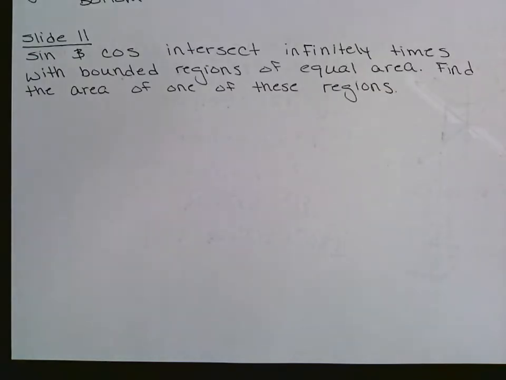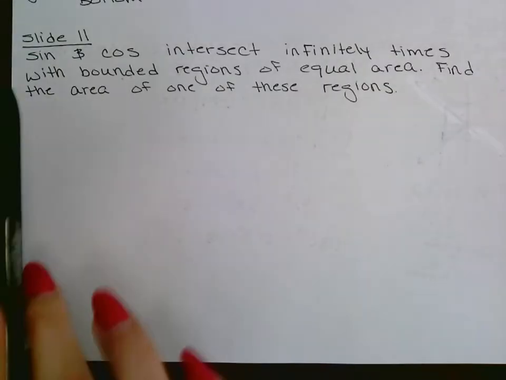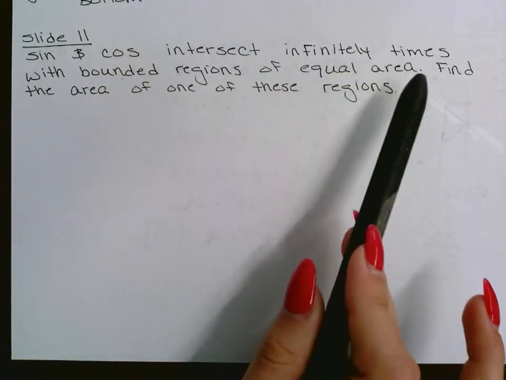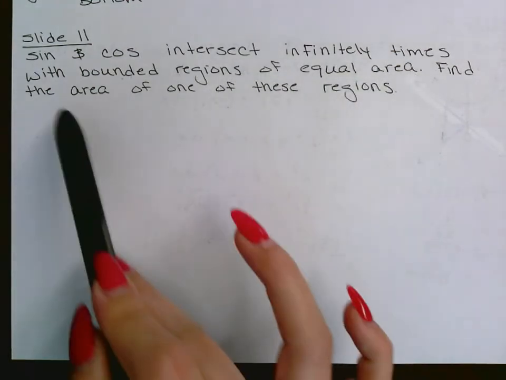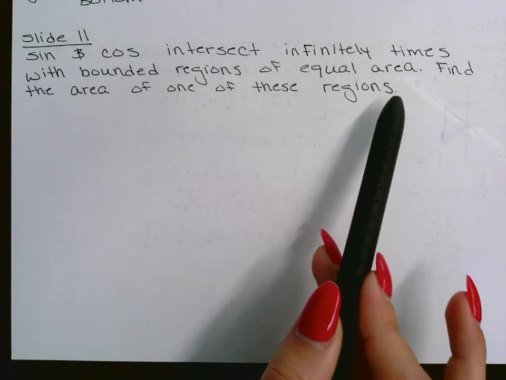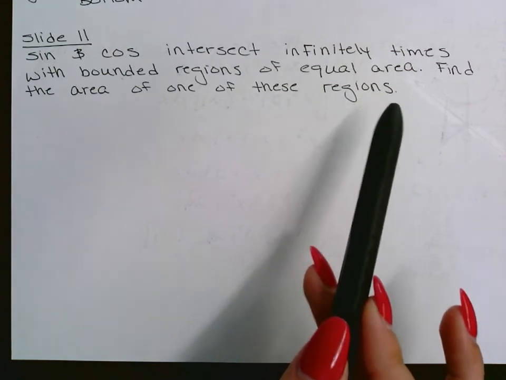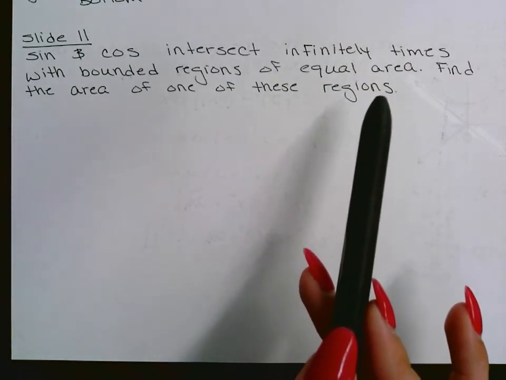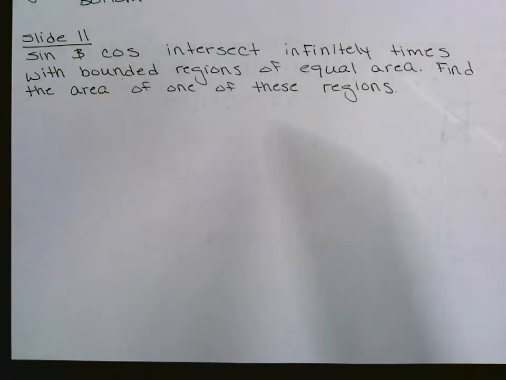So on to the question on slide 11. Sine and cosine intersect an infinite number of times, with bounded regions of equal area. So every time they intersect, they're going to make this little shape. That shape will be equal every time it makes it. Find the area of one of those regions.